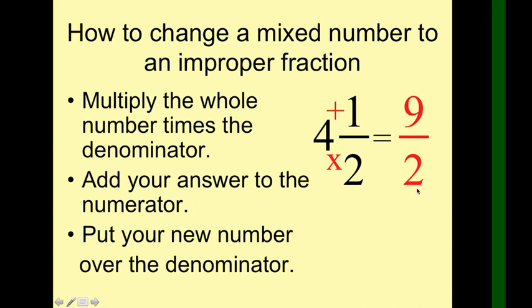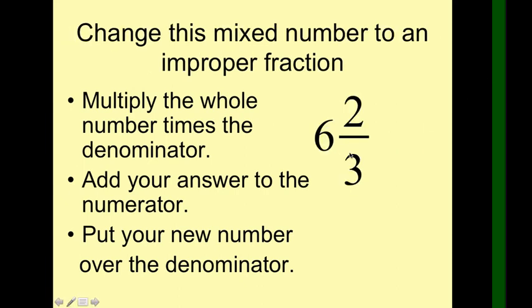Again, ang improper fraction ay yung numerator ay mas mataas kaysa sa denominator. Ang mixed number naman ay combination ng whole number at proper fraction. Okay? Okay, next. Multiply, again, 6 times 3, 18, plus 2 is equal to 20 over, copy the denominator, 3.